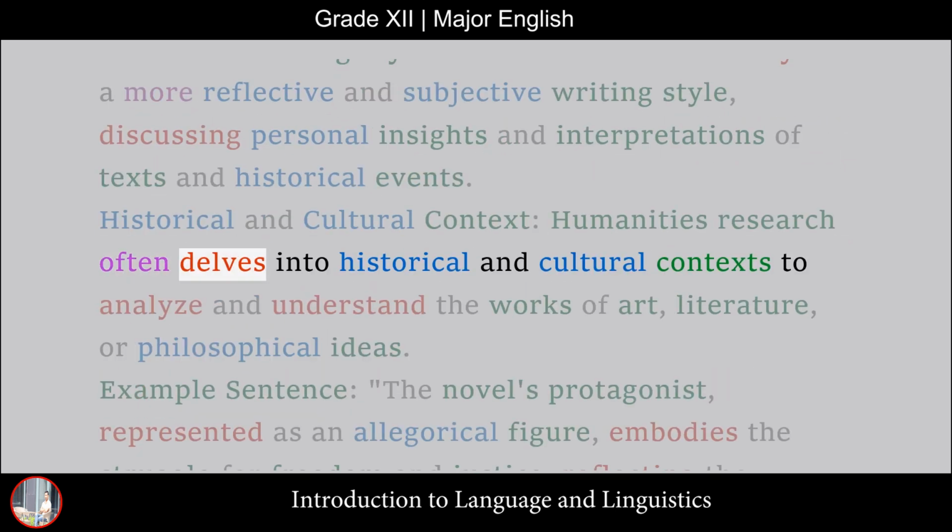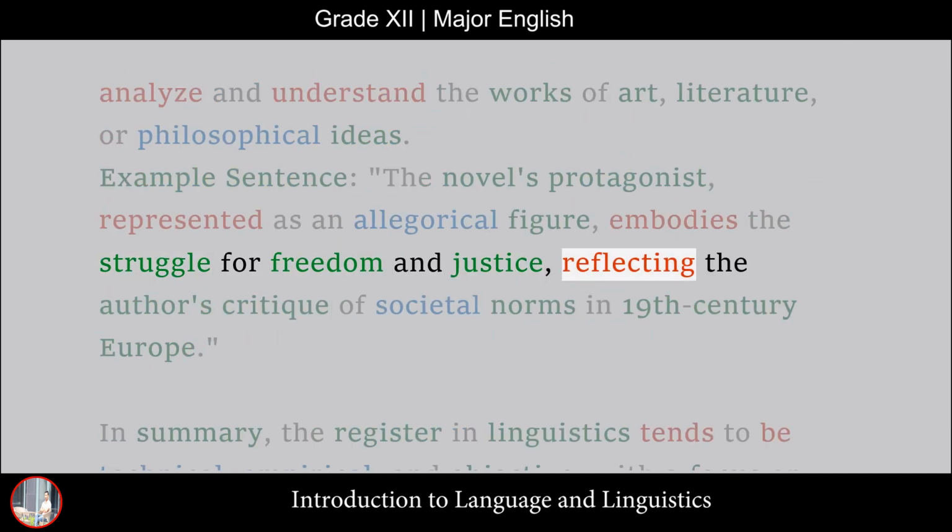Humanities research often delves into historical and cultural contexts to analyze and understand the works of art, literature, or philosophical ideas. Example sentence: the novel's protagonist, represented as an allegorical figure, embodies the struggle for freedom and justice, reflecting the author's critique of societal norms in 19th century Europe.